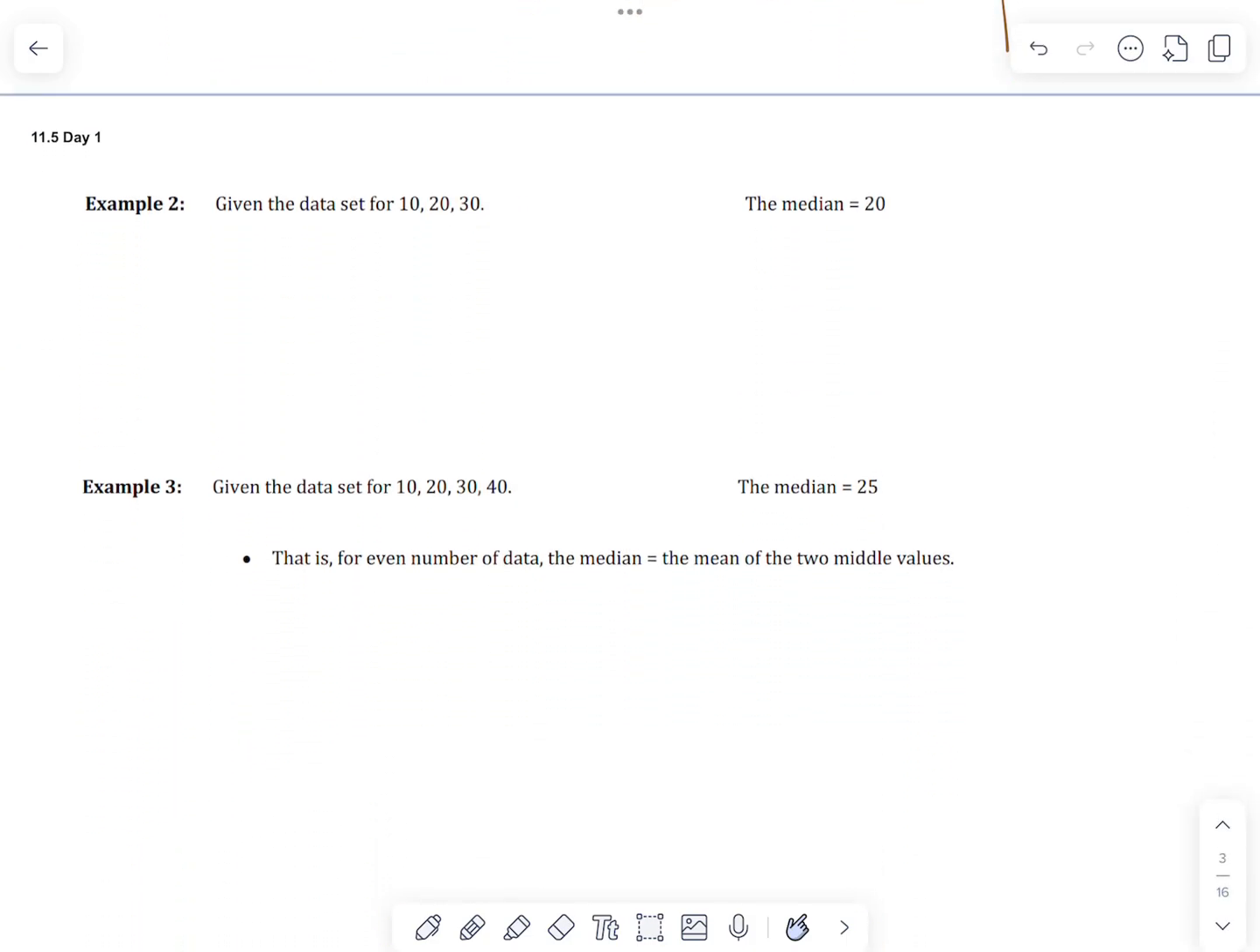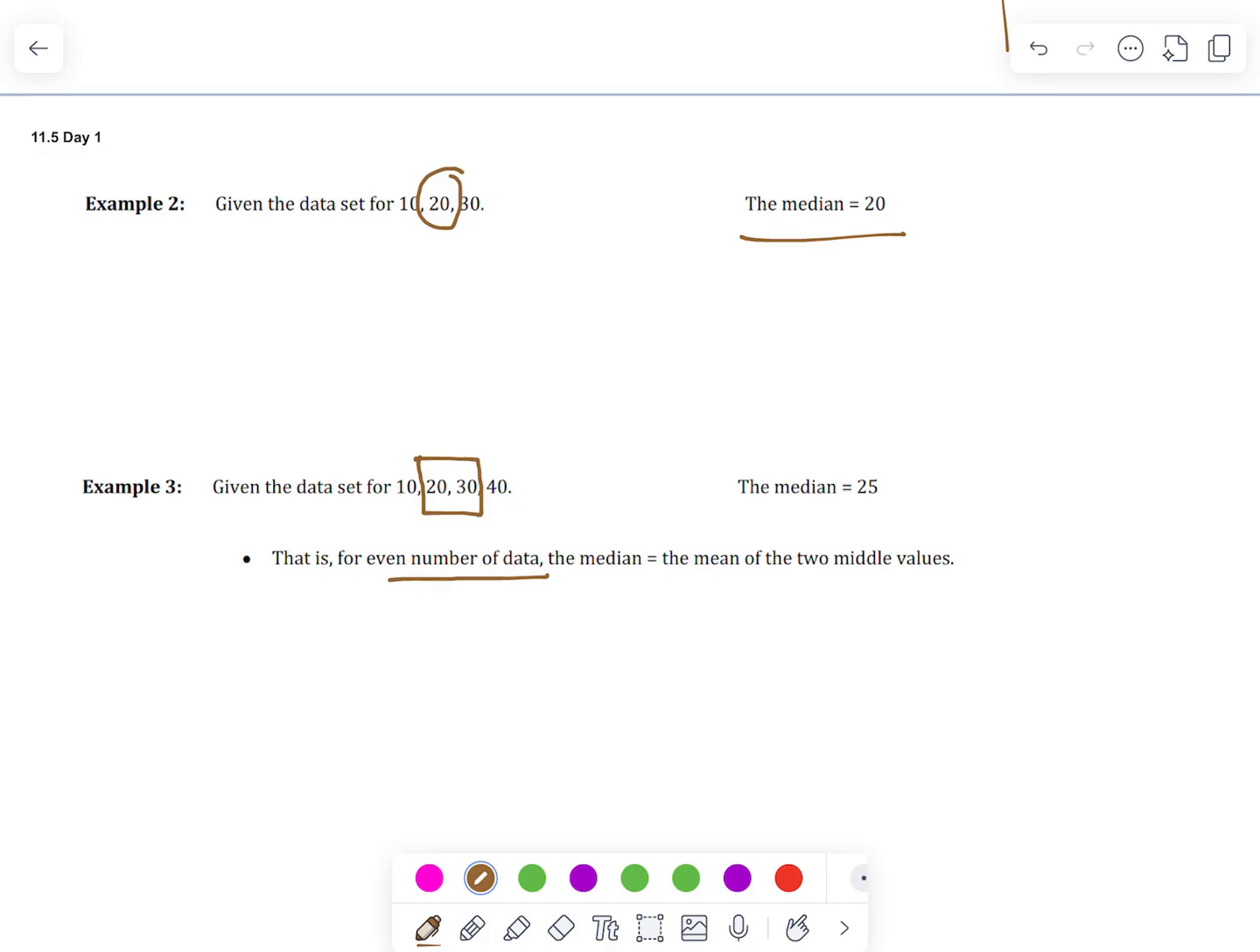Example 2. Given this data set, 10, 20, and 30, the median is in the middle, which is 20. Example 3. Given the data set 10, 20, 30, 40, notice that this is an even number of data points. So what we have to do is go to the middle 2 data points and find their average. So you add up 20 plus 30 and divide it by 2, and you get 50 over 2, and you get 25.